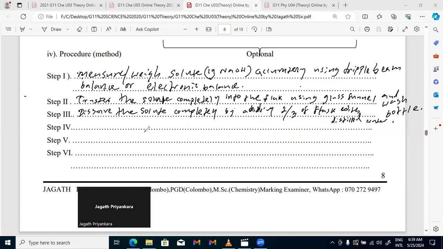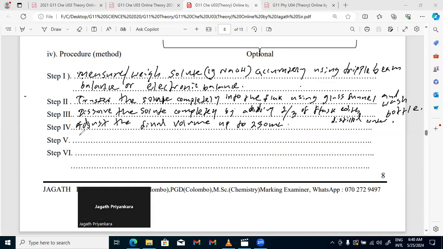After dissolving, what happened? Adjust the level of the solution up to the 250 mark. Adjust the final volume by adding distilled water, up to the 250 mark. Adjust the final volume up to 250 ml. By adding what? Distilled water, okay?